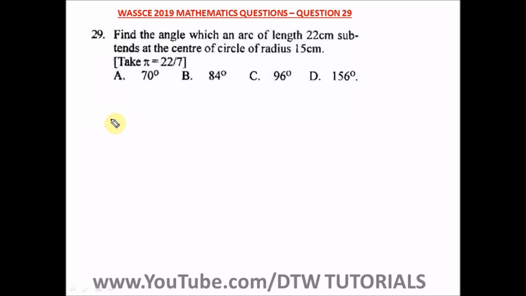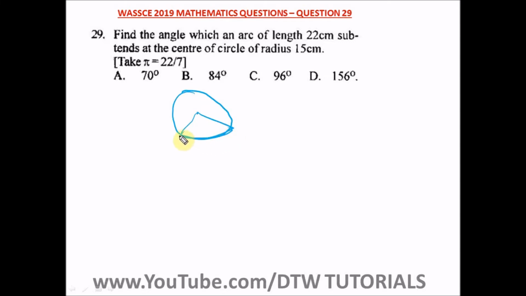Question 29 of the WASSCE 2019 Mathematics Past Question, that's your WAEC 2019. It says, find the angle which an arc of length 22 centimeters subtends at the center of a circle of radius 15 centimeters. So we have a circle, and we have an arc.